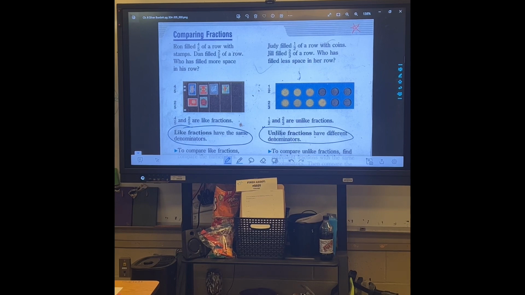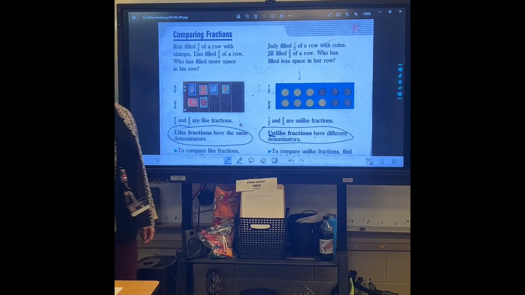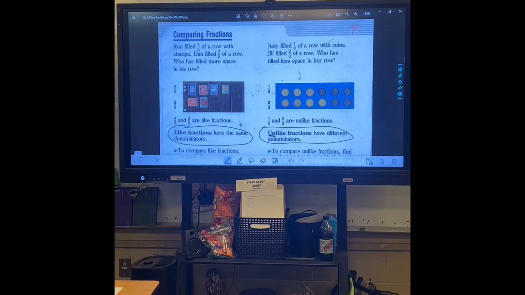All right, so that seems pretty easy, right? If they have the same denominator, what are they called? Like fractions. It's kind of like the word alike. They're alike, but we leave off the A. If they have the same denominator, they're what kind of fractions, everybody? Like fractions. But if they don't have the same type of denominator, they are what? Unlike fractions. There's that prefix that you're learning about in Miss Elkins' class.